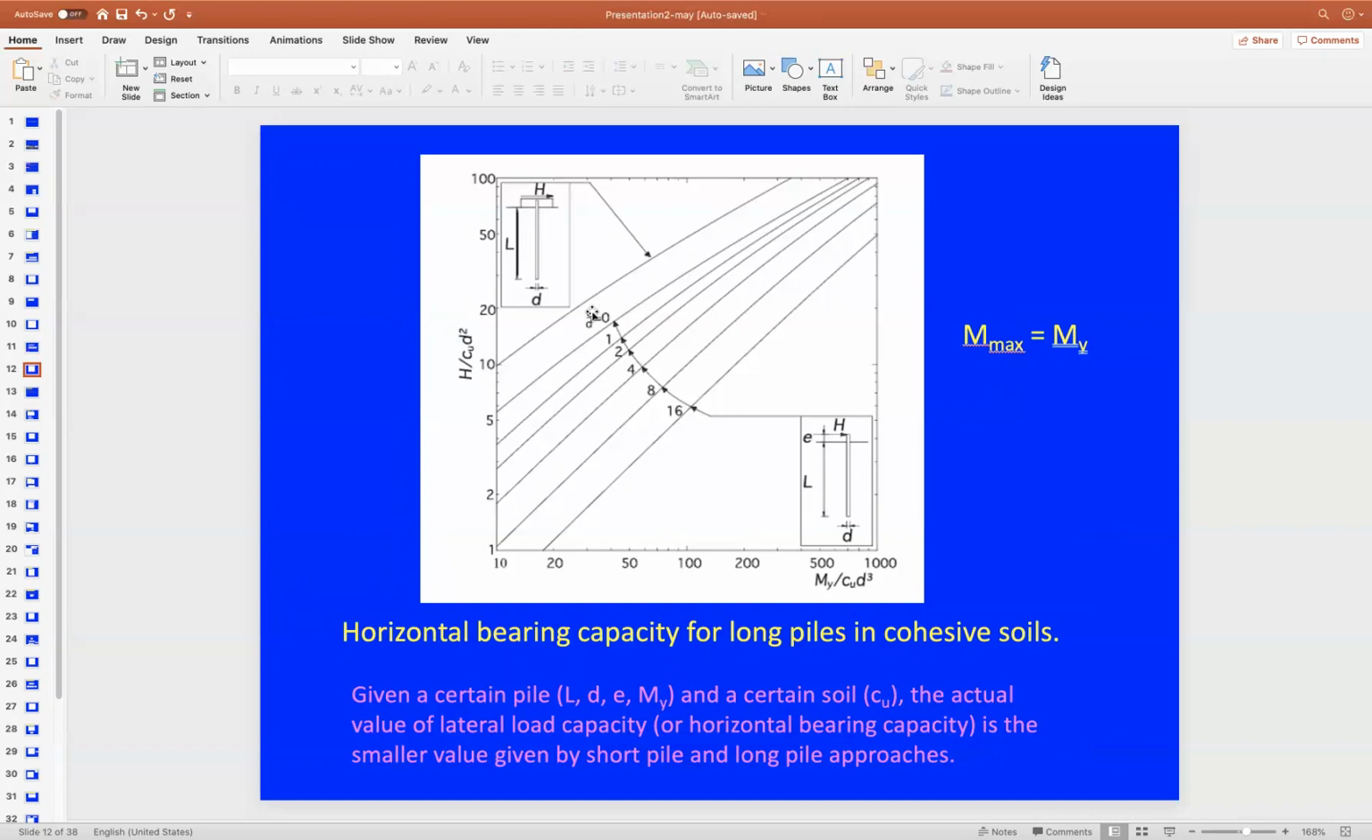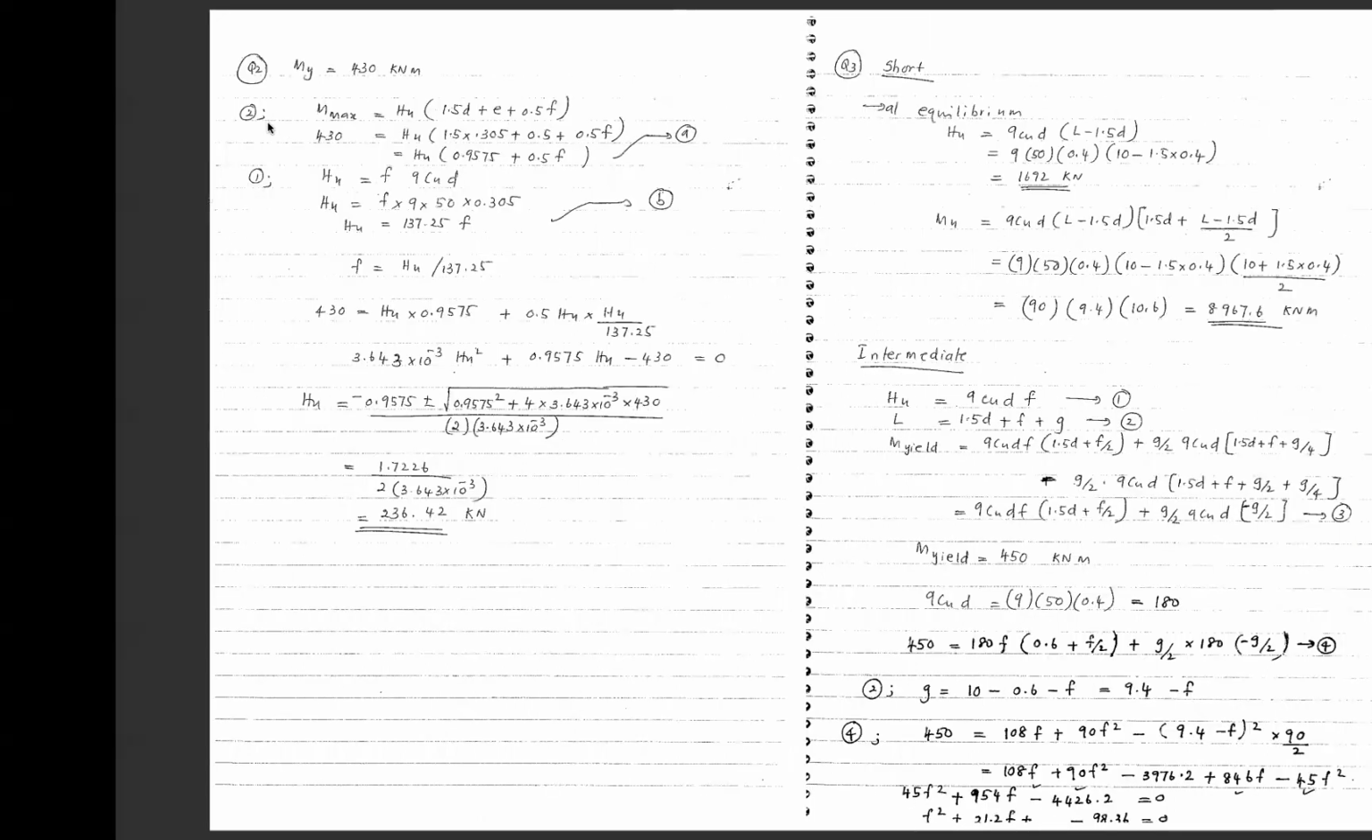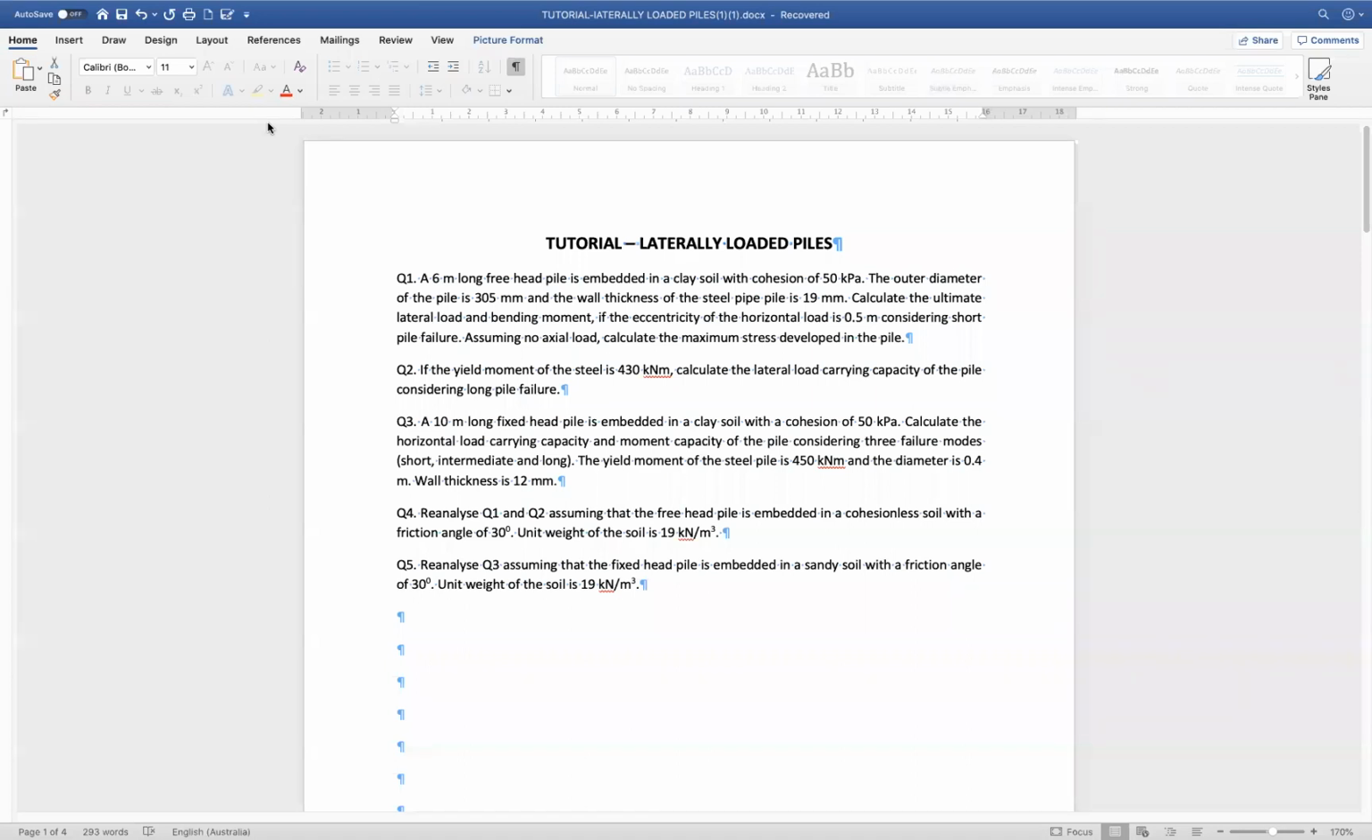So you have three options to find your H ultimate value, either in the short pile failure scenario or the long pile failure scenario. That's for questions 1 and 2, which are for the free head piles. The third question is for the fixed head pile scenario. We're going to use other sets of equations, but the same principle applies. You have three options: static equilibrium, the derived equations in your lecture notes, or the charts in your lecture notes.